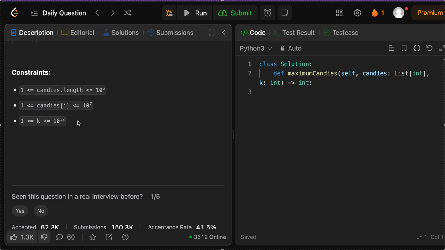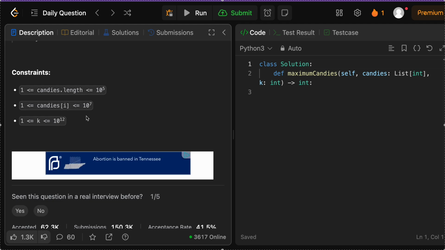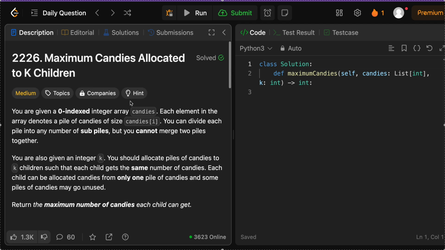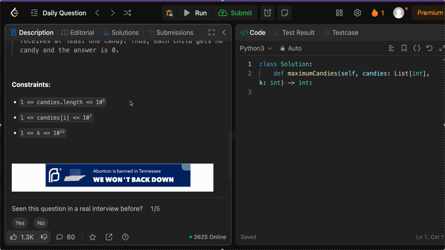So for our constraints, the length of the input array candies is not going to exceed 10 to the 5th power. Any value in the candies input array is not going to exceed 10 to the 7th power, and the k value itself for the number of children we have is not going to exceed 10 to the 12th power, which are pretty large numbers in terms of problem constraints. And it tells us that, okay, we can't have a linear time solution. Why can't we have a linear time solution? Well, because we have very large values for the constraints, 10 to the 12th power, and so it tells us, okay, we should probably have something logarithmic, right?